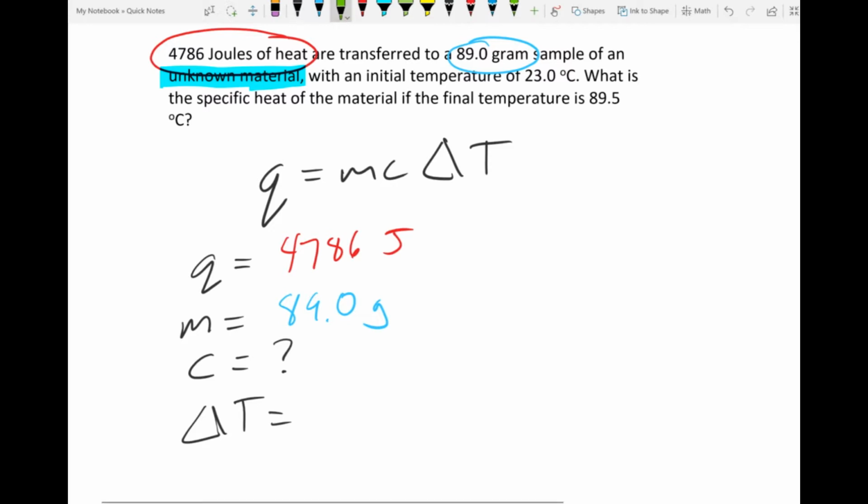what else we see. Okay, so sample of an unknown material with an initial temperature of 23.0 degrees Celsius. So right off the bat, when I see the word initial, I'm probably going to have to consider that I might have to calculate the change in temperature on my own. So let's keep reading then, just to keep that in the back pocket. Okay, what is the specific heat of the material? So now we definitely know we're trying to find the specific heat. And then it says if the final temperature is 89.5 degrees Celsius.